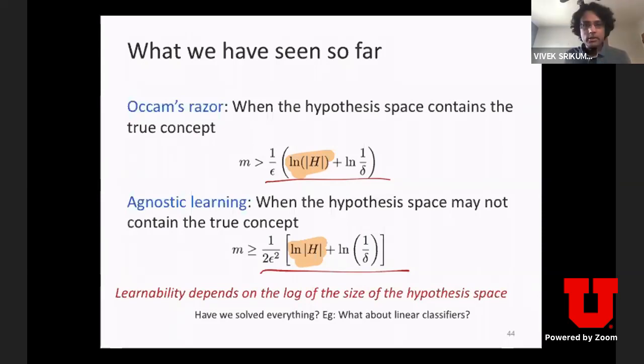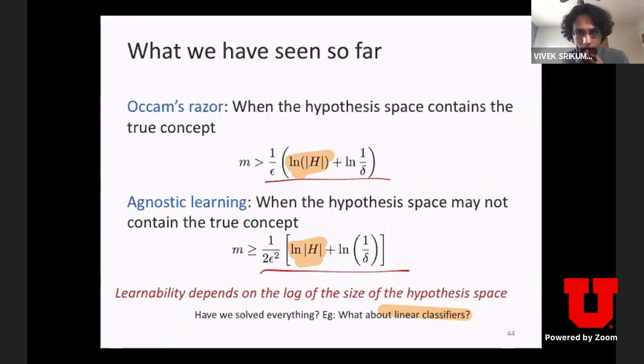Now, the question that's not clear is: what about linear classifiers, for example? We've seen linear classifiers. We can't count the number of functions. So clearly we need something else.